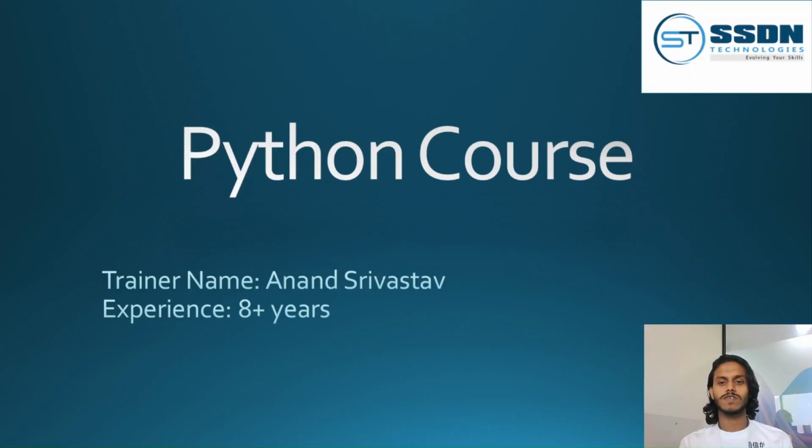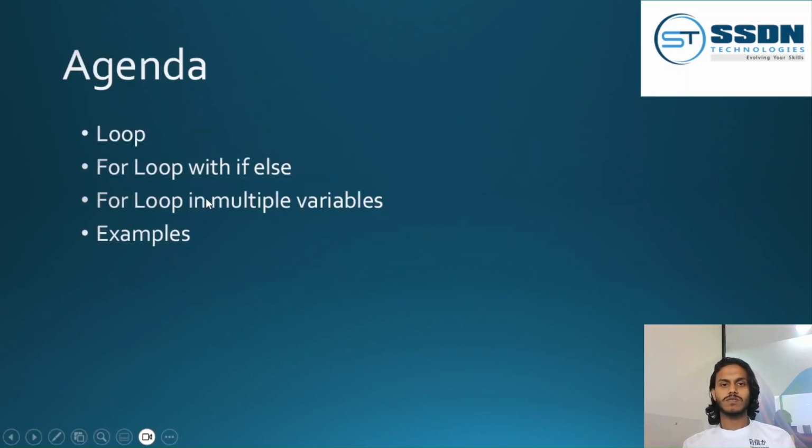As discussed in the previous session, we have completed a for loop and we're discussing loops: what a loop is, what kinds of loops there are, and how we can work with them. Today our agenda is the loops part. In this session we are going to cover the for loop with if else, the for loop with multiple variables, and plenty of examples.